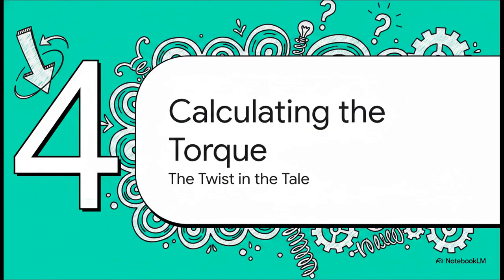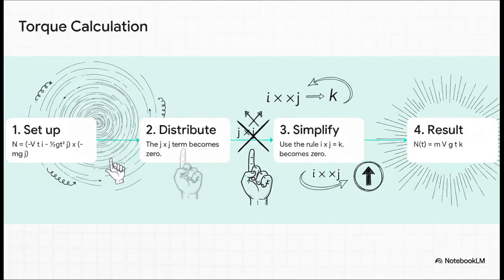This is where we finally uncovered the twist in the tail, literally. Okay, let's walk through this step by step. We're finding the torque using our formula, N equals R cross F. So we just plug in the expressions we just worked so hard to find. Now remember from vector math, the cross product of any vector with itself is 0. So that second term, the one with j cross j, poof, it just vanishes, gone.